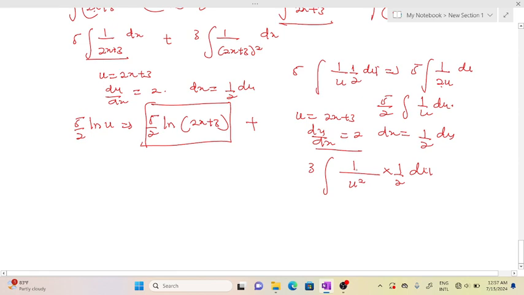squared. If you have this integral, how do you solve it? This is so simple. This is the same as 3 over 2 integral of u to the power negative 2. Is that not it? I'll just add 1, I'll have negative 1, then I divide by negative 1. So I'm going to have negative 3 over 2 times 1 over u. That's all.